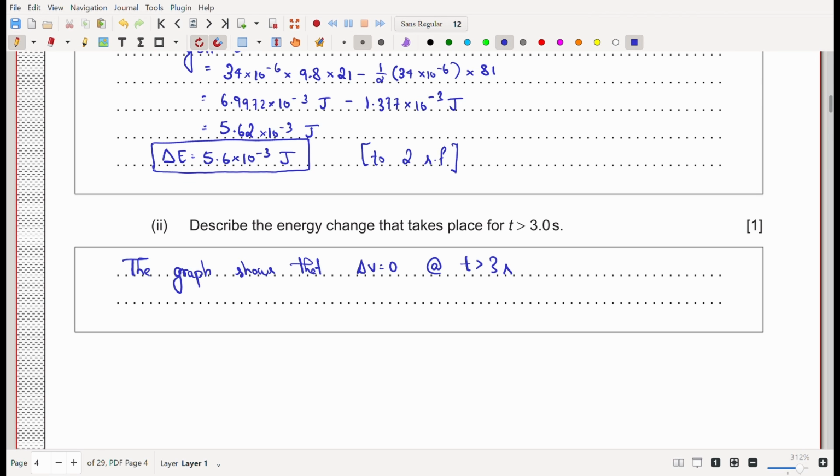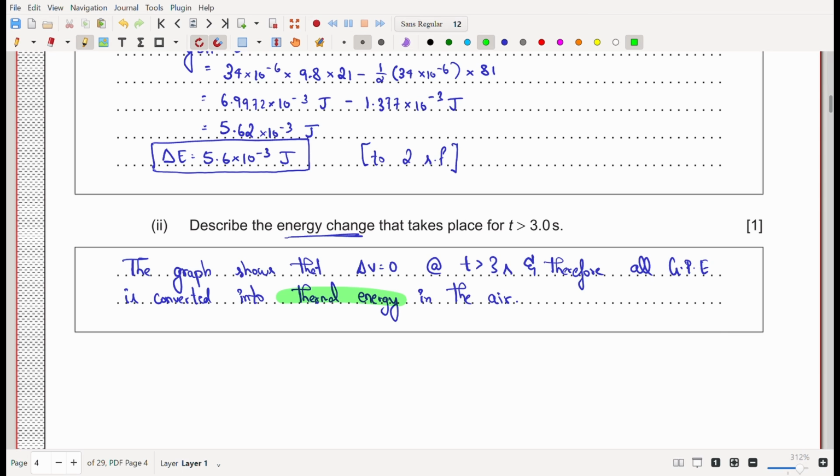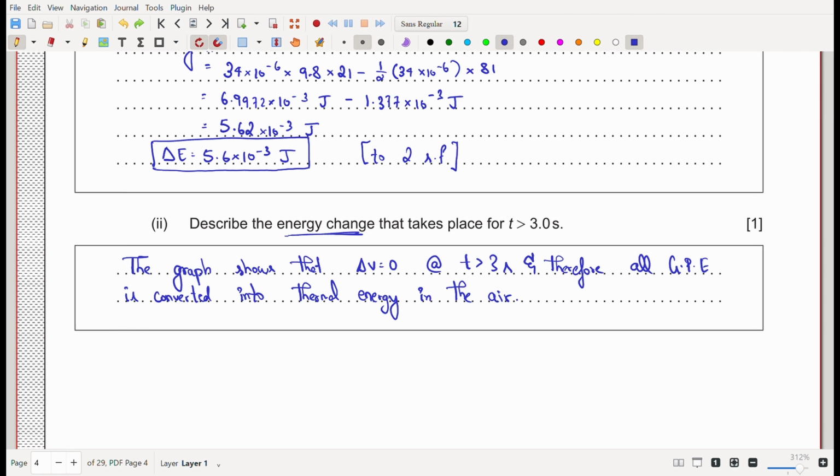Now I'm using shorthand because I'm showing you guys, but in your exam, make sure to use the actual words. And therefore, all gravitational potential energy is converted into thermal energy in the air. Now, since we are given a key term in the question, energy change, make sure you include thermal energy and gravitational potential energy as part of your answer, because those are key terms the examiner is going to be looking for during the correction process.